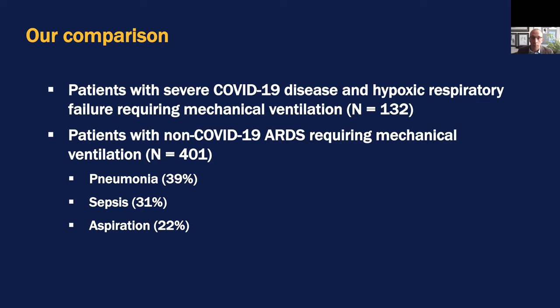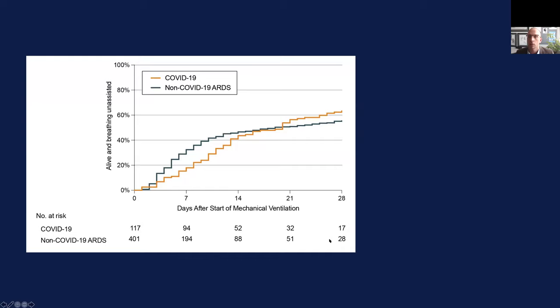So in that same comparison of the COVID-19 cohort and the non-COVID-19 ARDS cohort, we visualized it this way. So this is a time to event curve. On day zero, no one is alive and breathing unassisted. Everyone's getting invasive mechanical ventilation. And we went out to 28 days and we had full follow-up on all of these patients. And what we want to show you is what percentage are alive and breathing unassisted. So you're alive and off the ventilator, or you received a tracheostomy and you're breathing spontaneously without positive pressure ventilation.